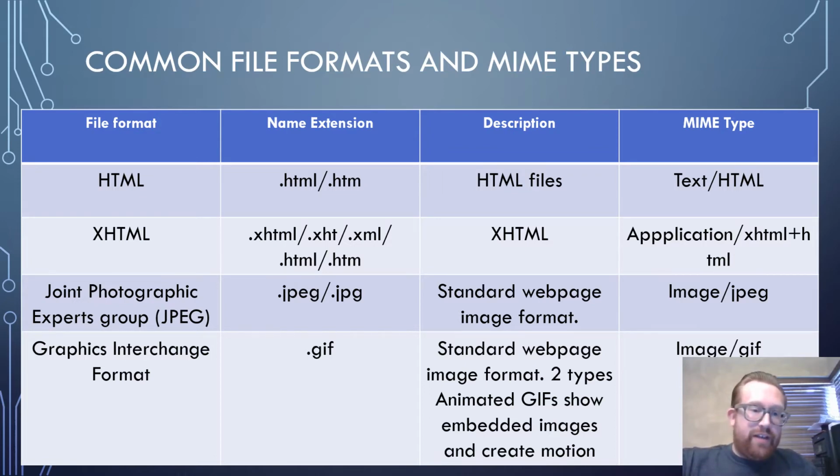Next is Joint Photographic Experts Group, or as we call them, JPEGs. .jpeg or .jpg. This is a standard web page image format. You're familiar with JPEGs. The MIME type is image/jpeg. And the next one is Graphics Interchange Format, or GIFs. You're familiar with this one as well, .gif. This is a standard web page image format. Remember, there's two types. And remember, animated GIFs show embedded images and create motion. GIFs are not movies. They are just images played in order, and they create the sense of motion and animation. The MIME type for this one is image/gif.